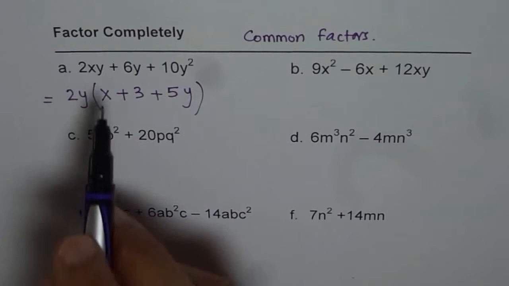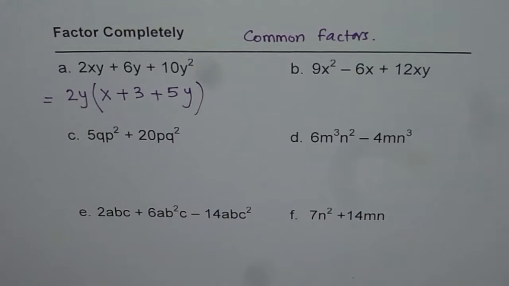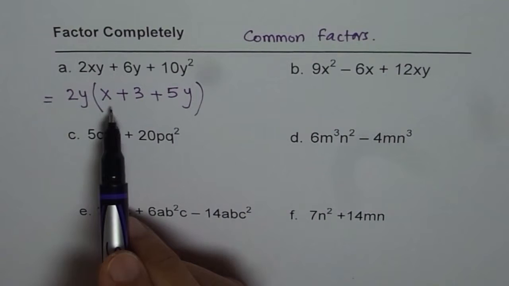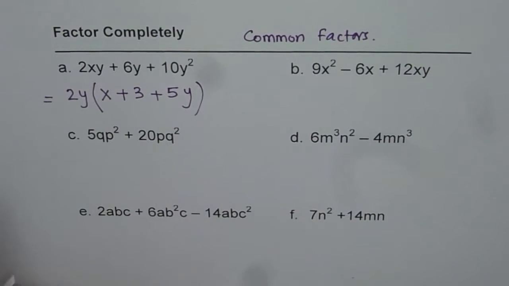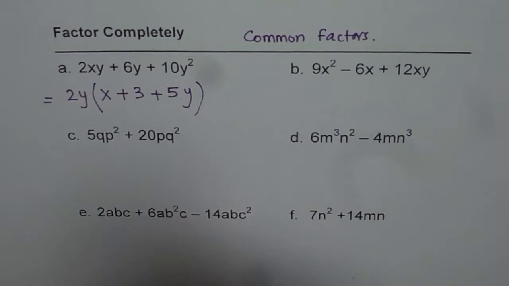So this polynomial has three terms, we call it a trinomial. Now as you see within the brackets, x plus 3 plus 5y, they do not have any other common factor except for 1. So that's factored completely, correct? I hope the process is clear, right? Now let's move on to the next one.